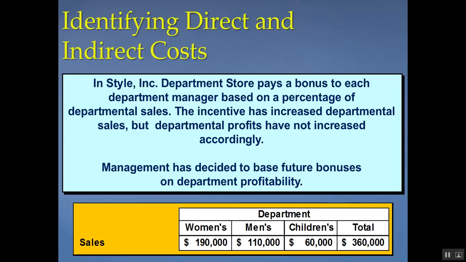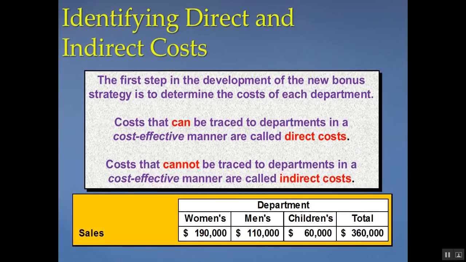So here we have a company that sells women's, men's, and children's clothing. It's a department store. So management has decided to base future bonuses on department profitability, and you can see there's 3 different departments. The first step in the development of the new bonus strategy is to determine the cost of each department.